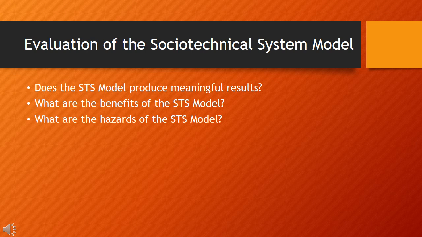To evaluate the STS model, we're going to answer 3 basic questions. Does the STS model produce meaningful results? What are the benefits of the STS model? And what are the hazards of the STS model?